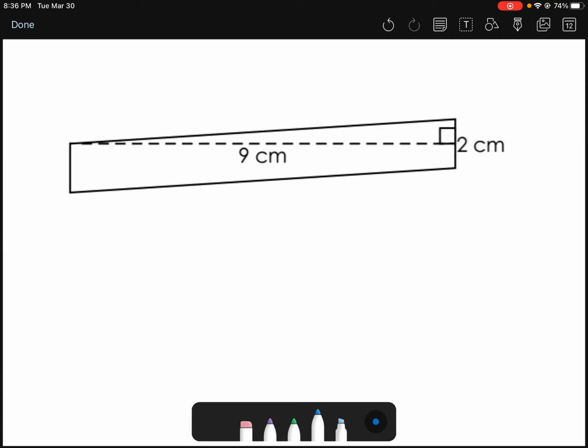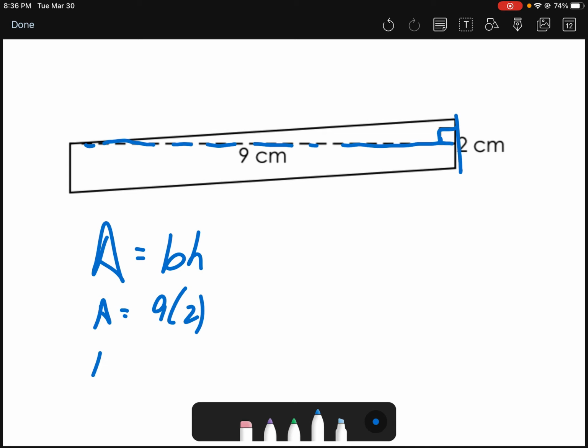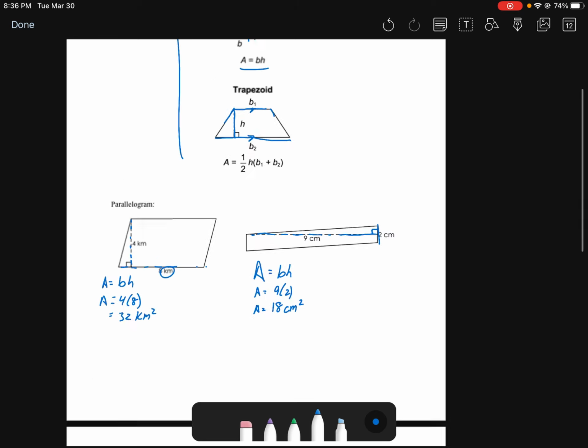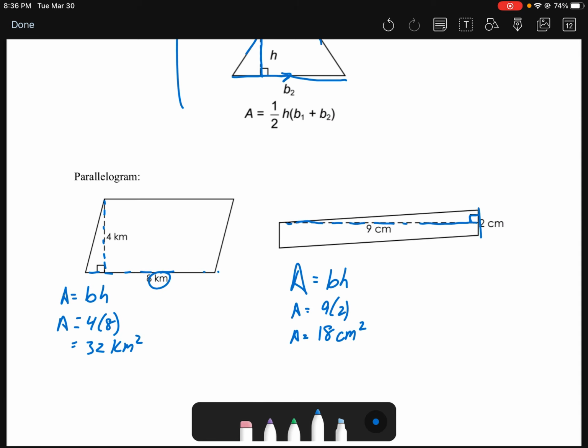I do have a second example here. Again, we have a parallelogram. We want to look at the base times the height. For here, my height is this line right here, and my base is there. I can tell because they're the ones that are perpendicular to one another. So to find the area, I have to do 9 times 2, which is 18 centimeters squared. And that's it for a parallelogram.